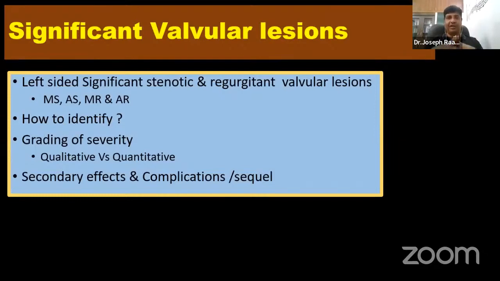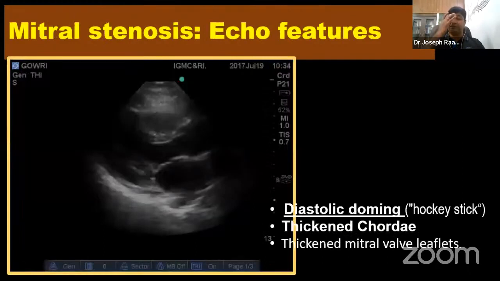That is about how to pick up significant valvular lesions. Here we are not worried about very mild or trivial valvular lesions, because we are worried about the lesions which are going to compromise or impact our anesthetic and perioperative outcome. And we know that most of the time the left-sided lesions will give us trouble. So how to pick up the left-sided significant lesions, especially the stenotic and also regurgitant lesions. We'll see how mitral stenosis, aortic stenosis, and regurgitation of the mitral and aortic valve look.